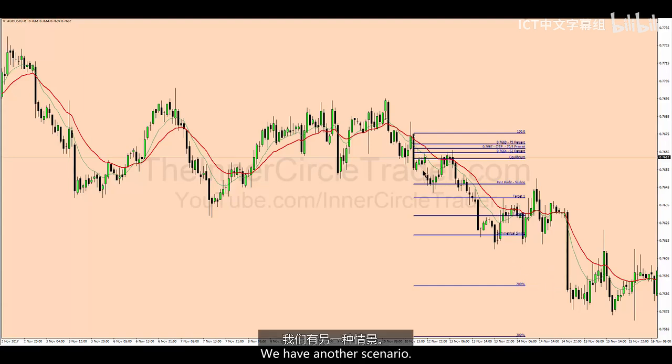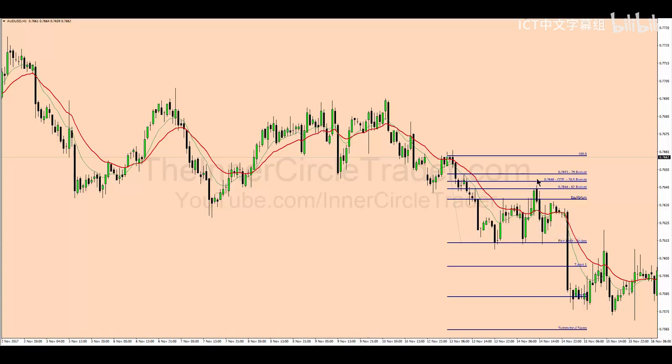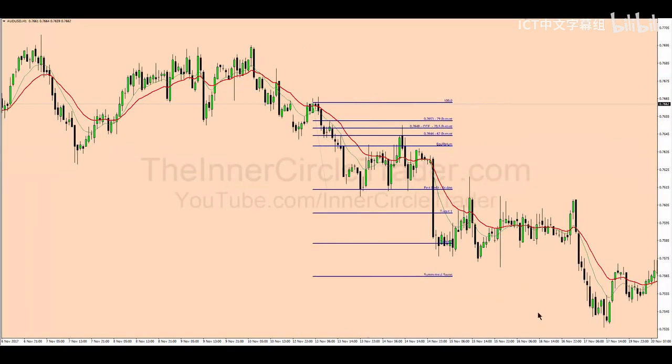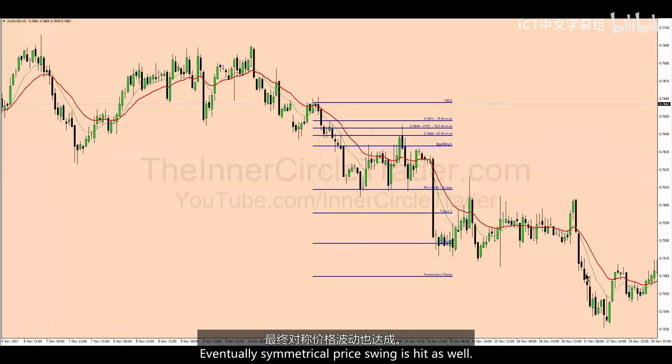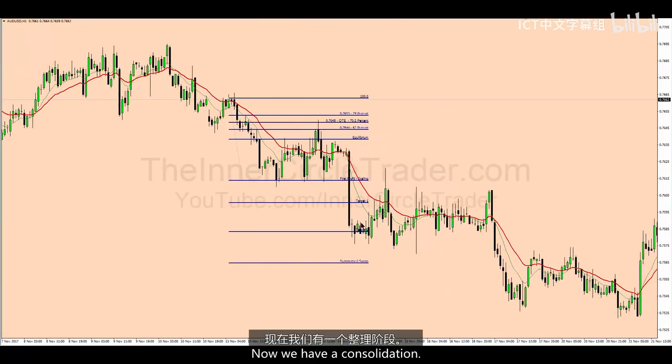We have another scenario. Now, even though we've spiked through, the 10 period has not crossed over the 20 period. So everything is still valid here. Optimal trade entry sell. Target 1 hit, target 2 hit. Eventually, symmetrical price swing is hit as well. And we can hold on to a portion. Now we have a consolidation. When price leaves the consolidation, then and only then do we consider looking to lower our protective stop loss.